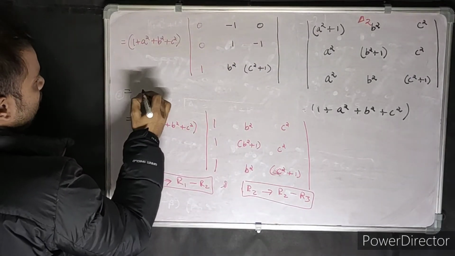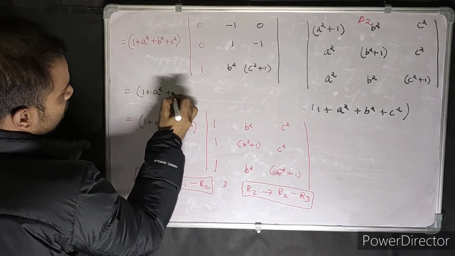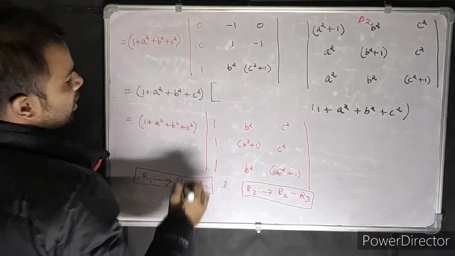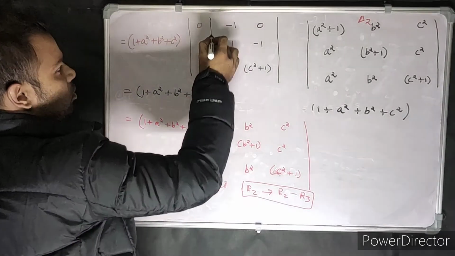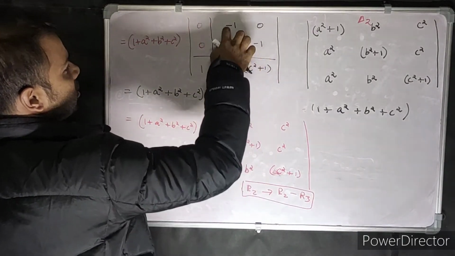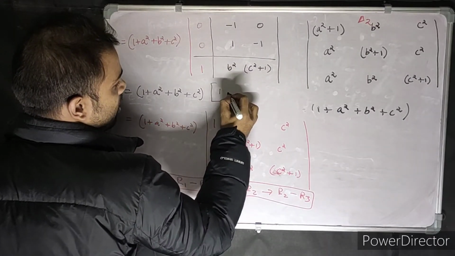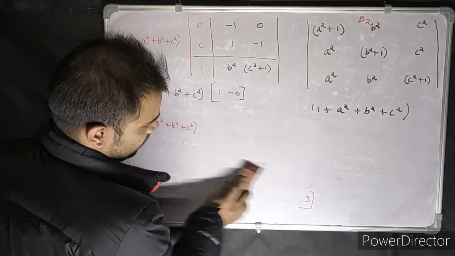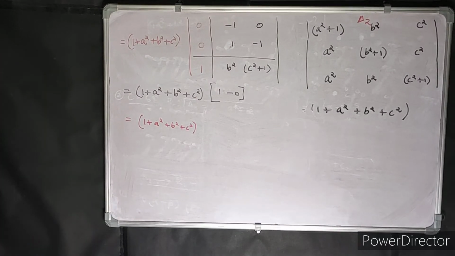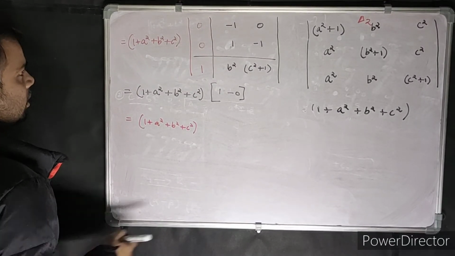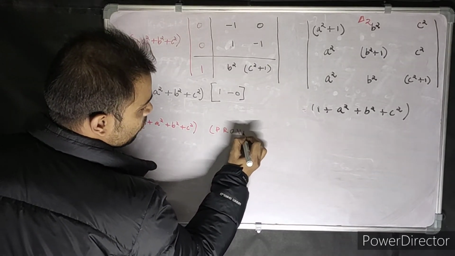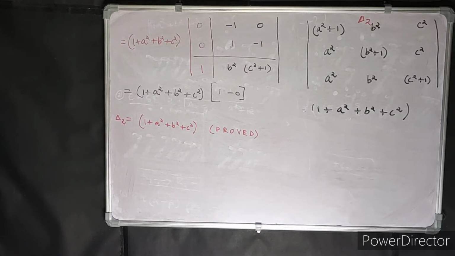So look very carefully, what are you getting? 1 plus a square plus b square plus c square, you are getting this. Now when you multiply, what are you getting? So cover this column and cover this row and multiply this into this. Minus 1 into minus 1 is 1, minus 0. So finally what is your answer coming? You got your answer and this is your answer. So that's your answer. That determinant number 2 is equal to this. So proved. Right, proved over here and be happy that you have proved it.